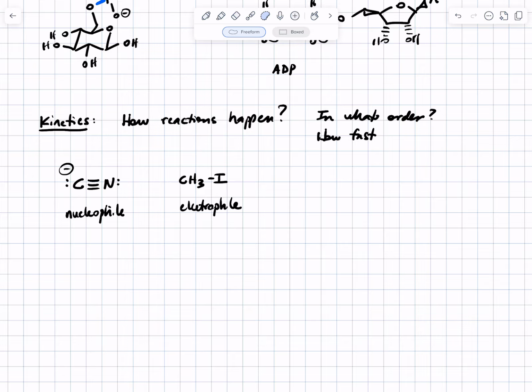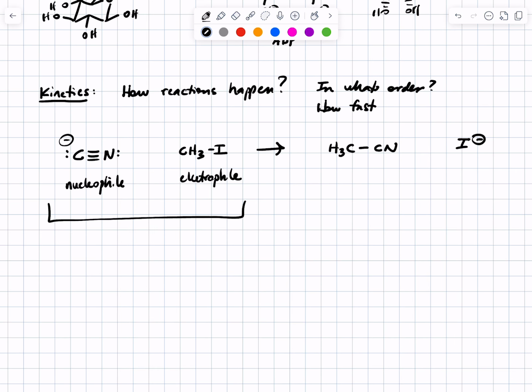I'll tell you that the products of this reaction are H3C-CN and then I minus. In general, when we're talking about reactions, we'll call these starting materials because they were the materials you had when you started the reaction. So that's really creative naming, and we'll call this products.